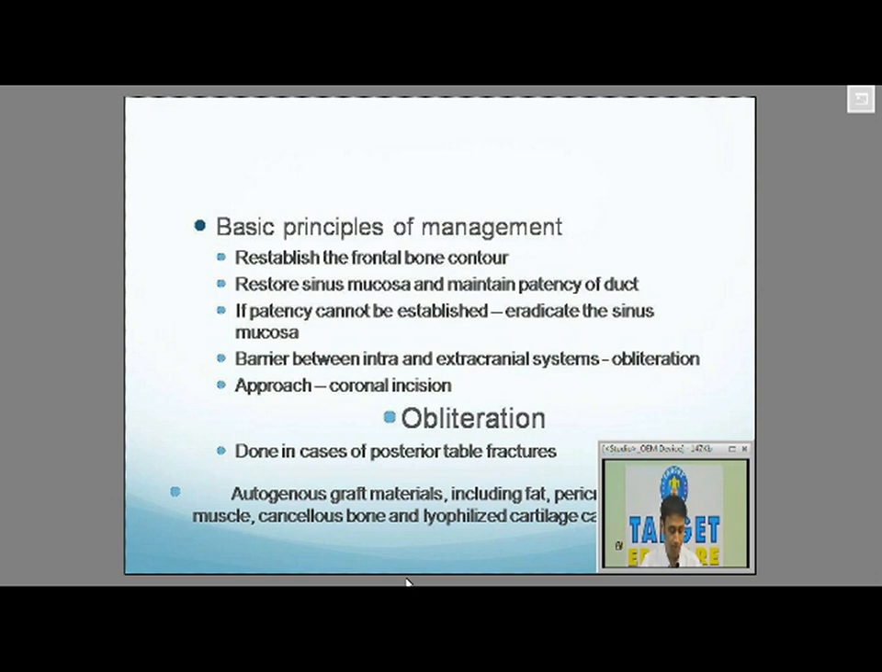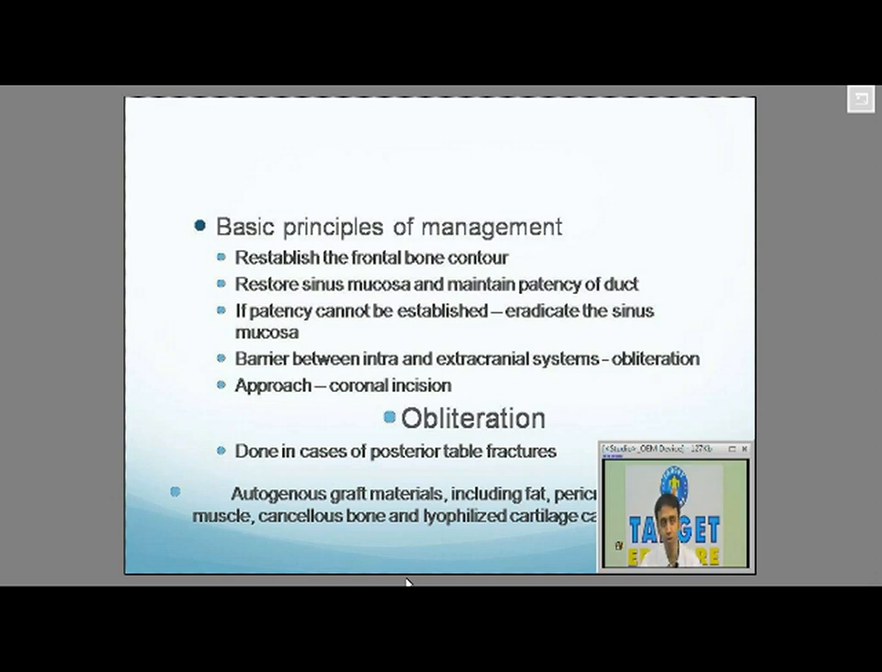As far as obliteration of frontal sinus is concerned, option A is done with fat and bone. It's obvious obliteration is done with fat and bone, so this option is out of question. Option B is done in cases of anterior table fracture and obstruction of frontal nasal duct. Obliteration is not done in cases of anterior table fracture because there we just need to take care of the contour. We just need to re-establish the facial bone contour.